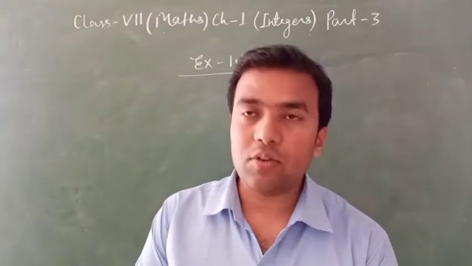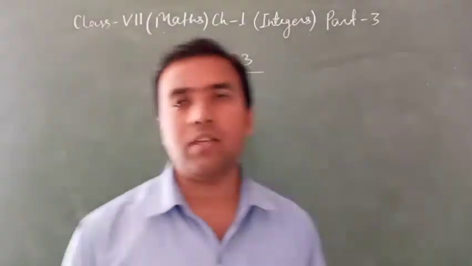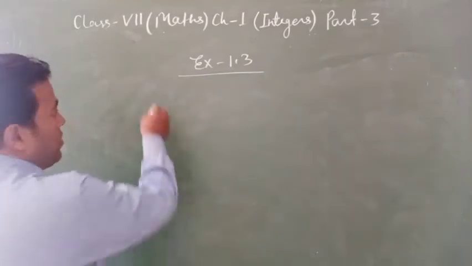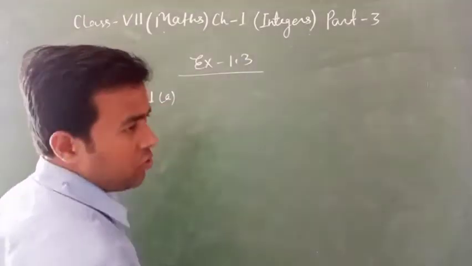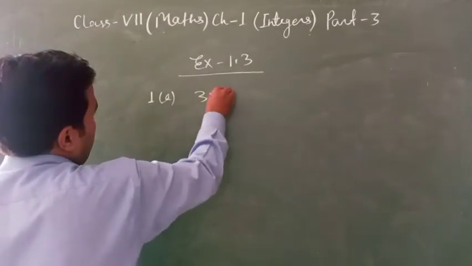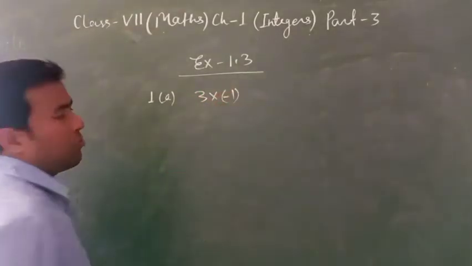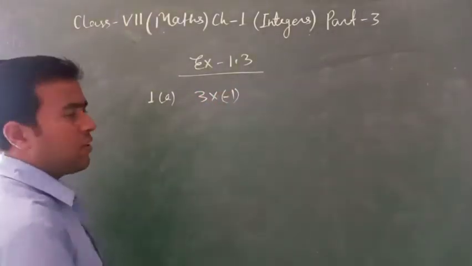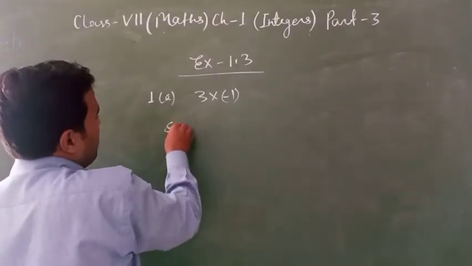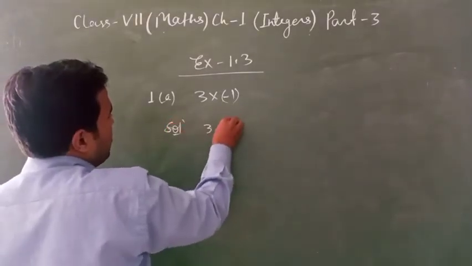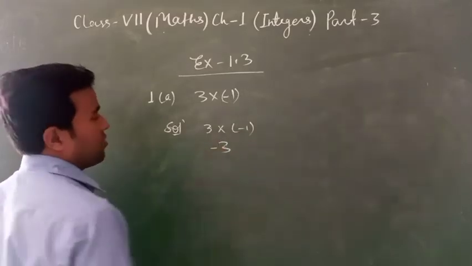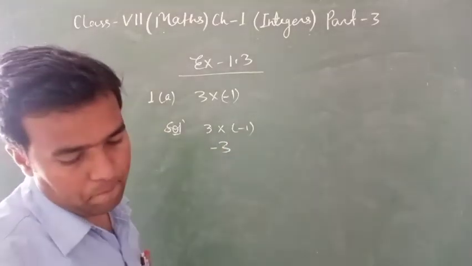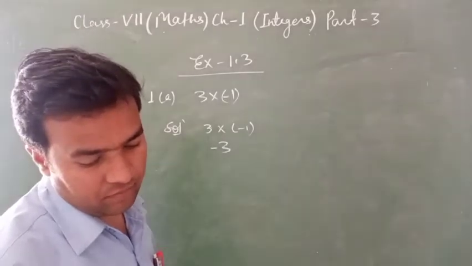Find each of the following products. First question: find each of the following products. First one, 3 into minus 1. The product means multiply. Find the product. 3 into minus 1: 3 ones are 3, plus into minus is minus, so minus 3 is the answer. Clear?